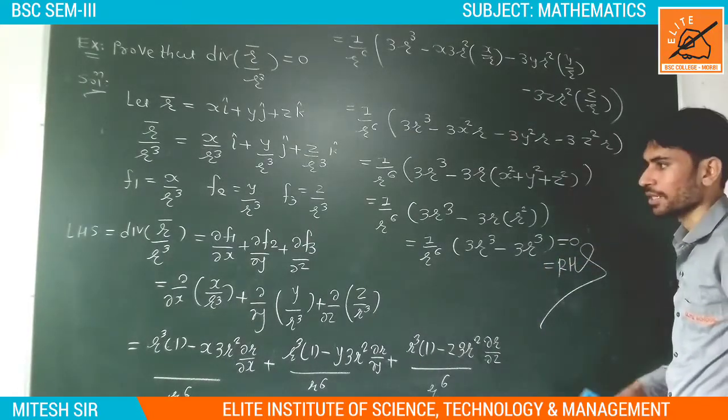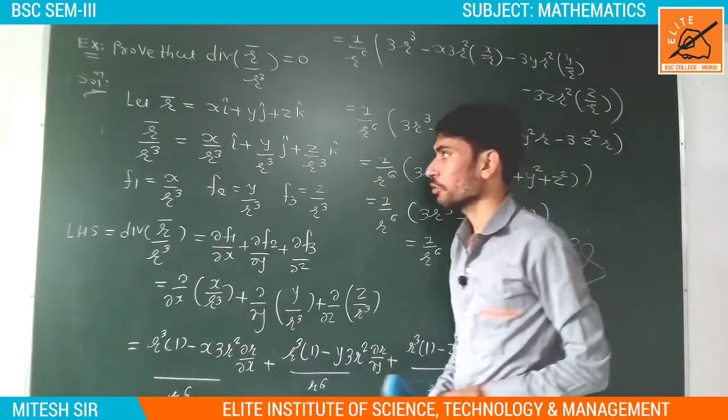So this is the RHS side. So this is the solution of our second example. Let us recall one more time.